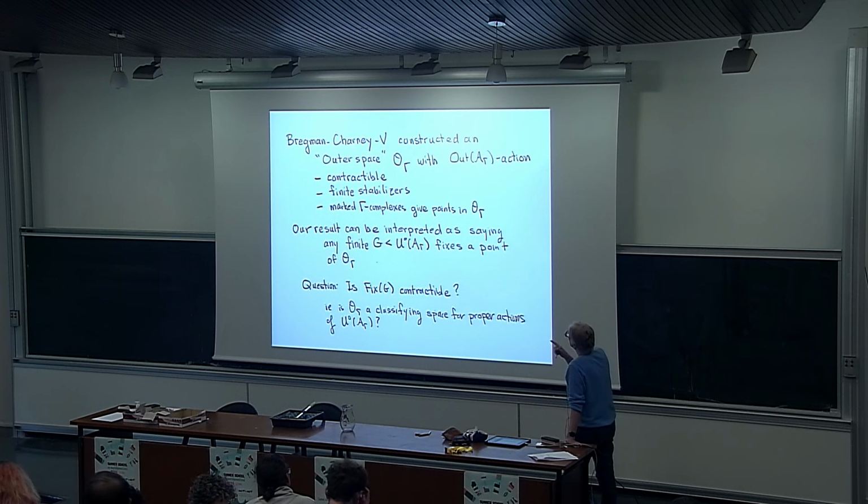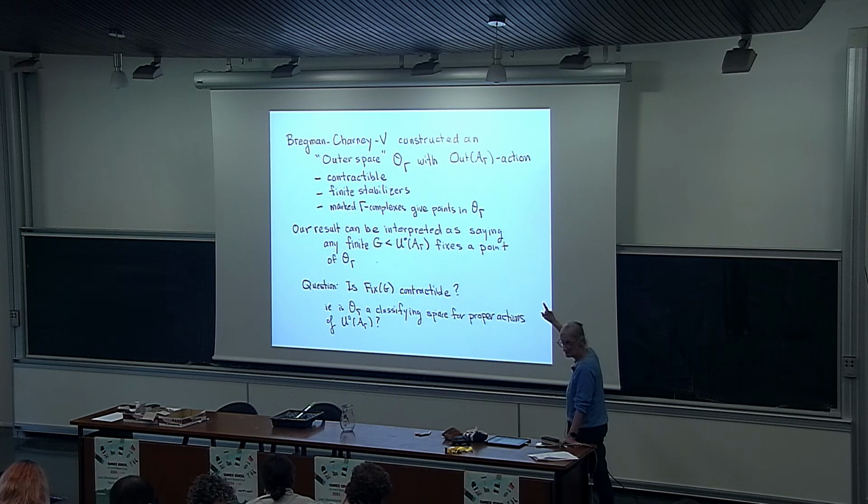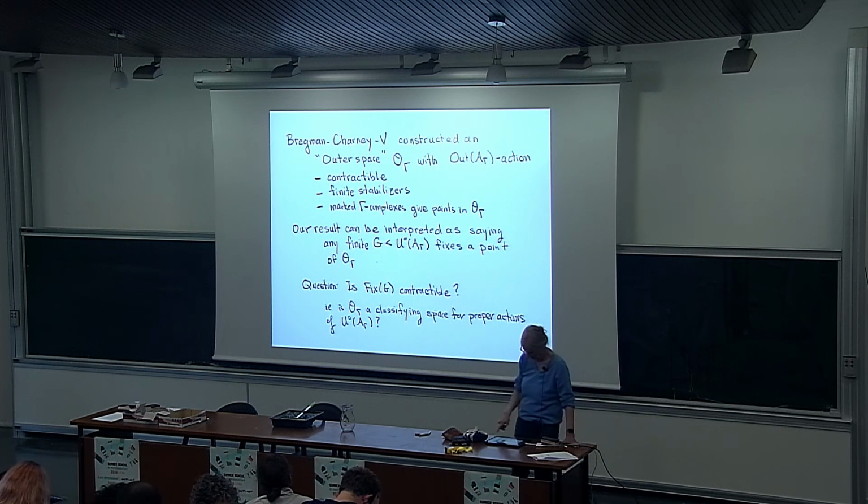So Corey and Ruth and I constructed an outer space with an Out of A gamma action, which is contractible, has finite stabilizers, and marked gamma complexes like I've described give points in this outer space. So you could reinterpret our result as saying that any finite subgroup of U naught of A gamma fixes a point of O gamma. And from there you can wonder whether the fixed point set is contractible, which has a fancy name. Is it a classifying space for proper actions?